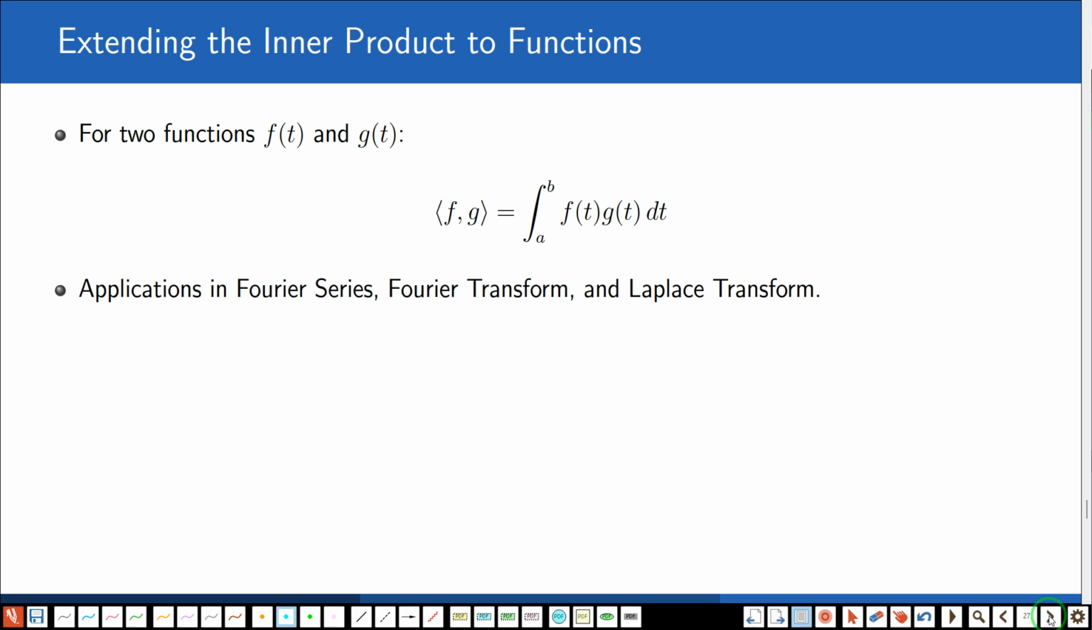Sometimes it can be between negative infinity and positive infinity, but sometimes it can be focused on a predefined interval. We have many applications in transforms like the Fourier series, Fourier transform, Laplace transform, wavelet, and Hilbert transform. All of them use this kind of inner product. But how?